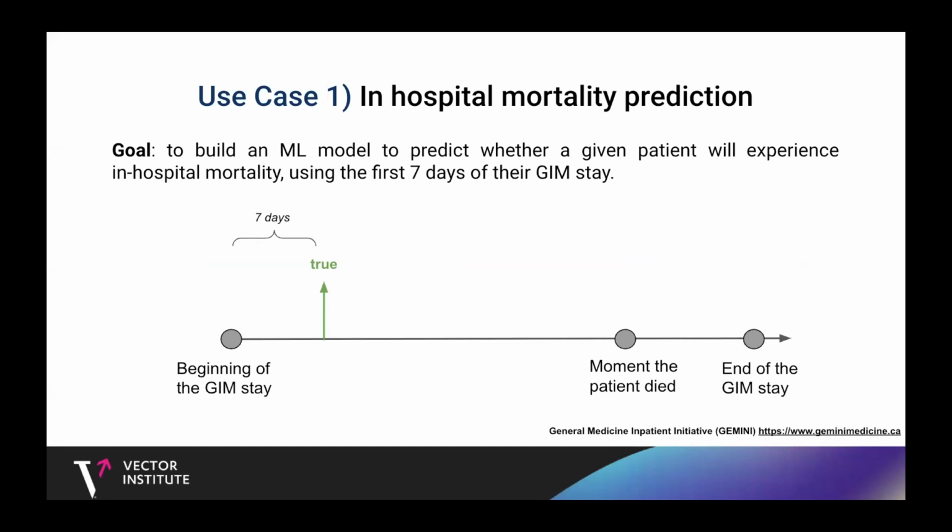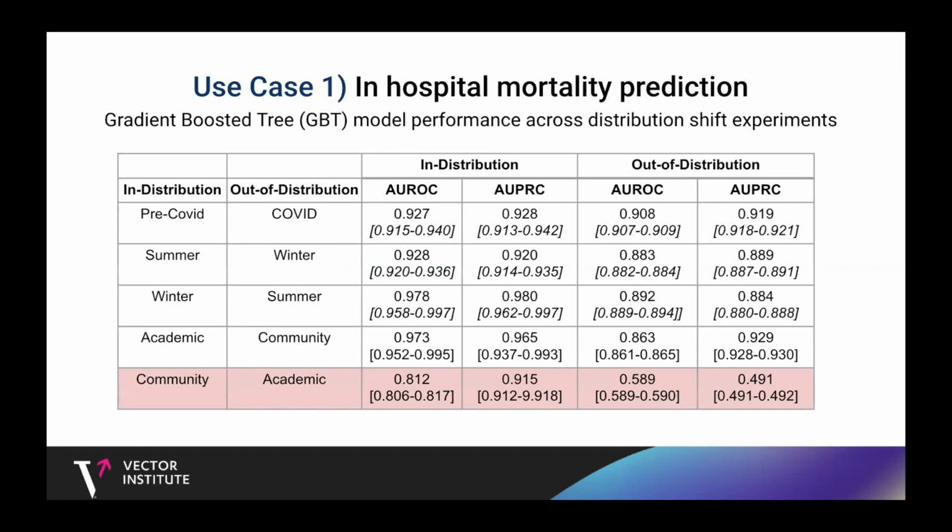The first use case I worked on was the in-hospital mortality prediction, and the goal was to build an ML model to predict whether a given patient will experience in-hospital mortality using the first 7 days of their general internal medicine stay. And so to evaluate the effects of distributional shifts on the model, I performed experiments using a gradient boosted tree, and in particular trained that on the source data and evaluated the performance on both in-distribution as well as out-of-distribution data.